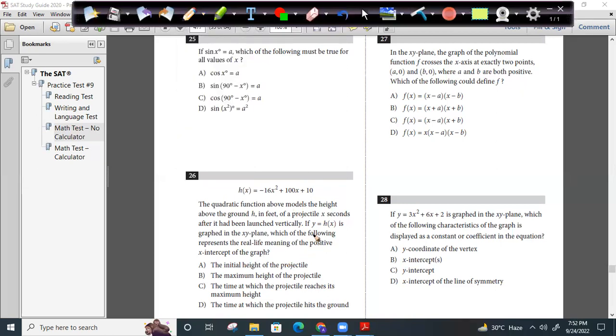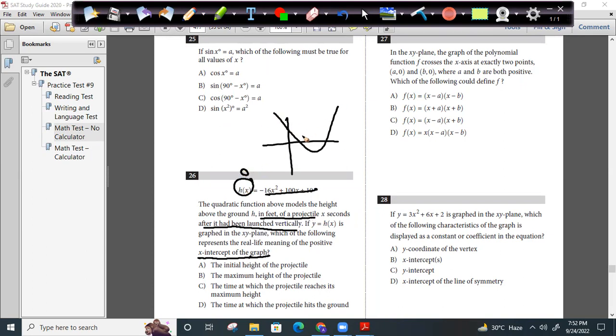When I solve 26: which of the following represents the real meaning of the positive x-intercept of the graph? The quadratic function models the height h in feet of a projectile x seconds after it has been launched vertically. So what is the meaning of the x-intercept? The value of x where y is 0. What is y? The height of the projectile. So the height is becoming 0.